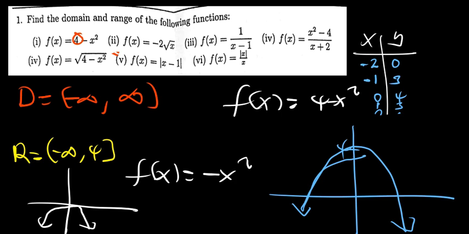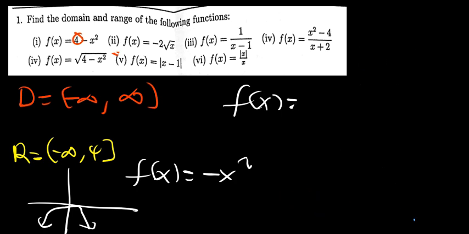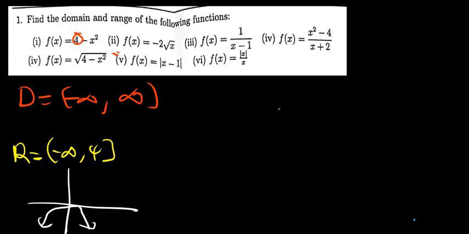Let me explain. I'll be explaining all the concepts on just one question. So here we have f of x is equal to 4 minus x squared. To find the range, you know how to find the domain. We can clearly see that it's all real numbers from negative infinity to positive infinity.